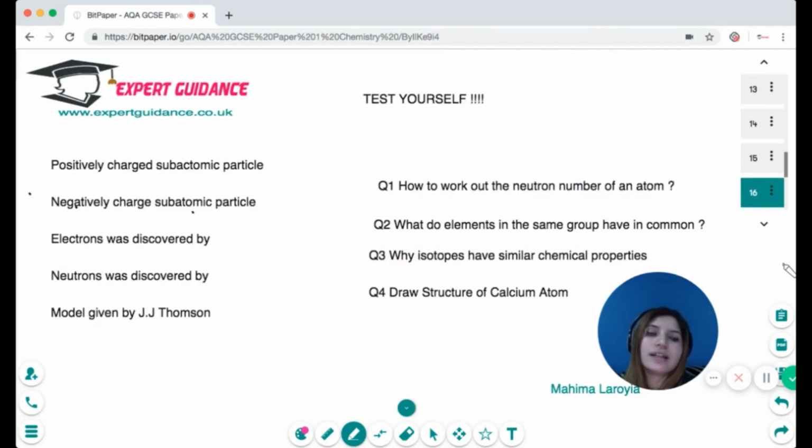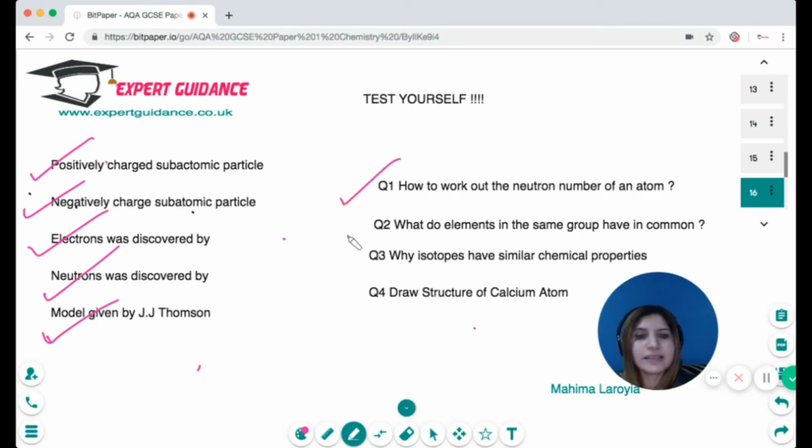So now let's test yourself. The first question is you need to give one word of what are the positive charged subatomic particles, the negative charged subatomic particles, electrons was discovered by, neutrons was discovered by, and what was the name of the model given by J.J. Thomson. Next is you need to answer how to work out the neutron number of any atom. What do elements in the same group have in common? Why isotopes have similar chemical properties? And you need to draw the structure of calcium atom. So you can pause the video, have a go at these questions.